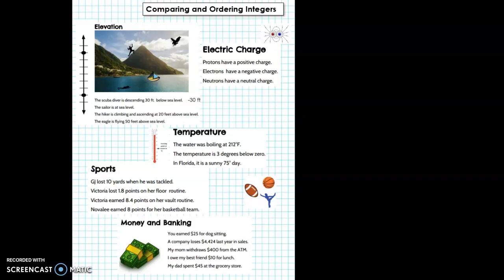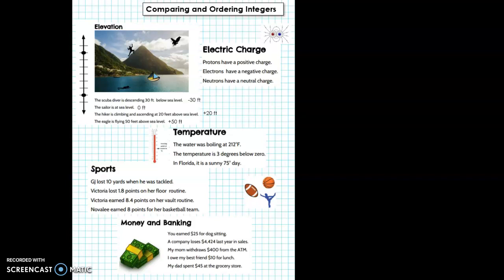The sailor is at sea level. Sea level is the 0 point on the number line, so sea level is considered to be 0 feet. The hiker is climbing and ascending at 20 feet above sea level. Above sea level means it is in positive numbers, so this would be plus 20 feet. And the eagle is flying even higher at 50 feet above sea level, so a positive 50 feet.